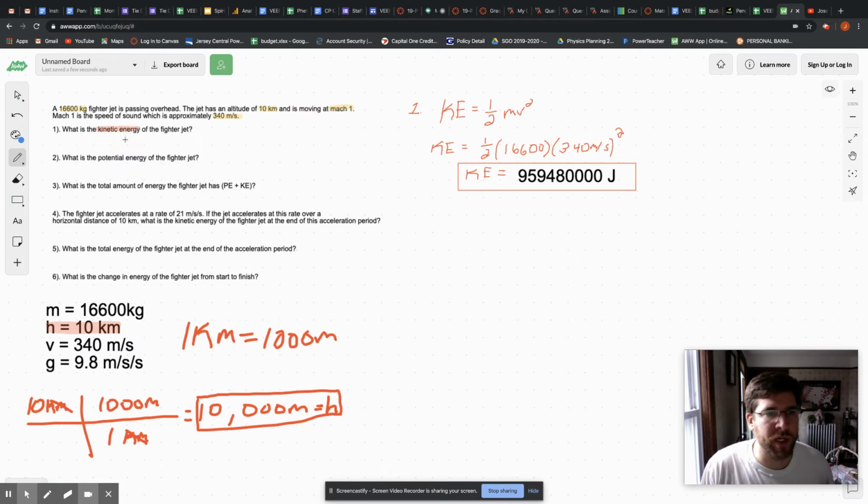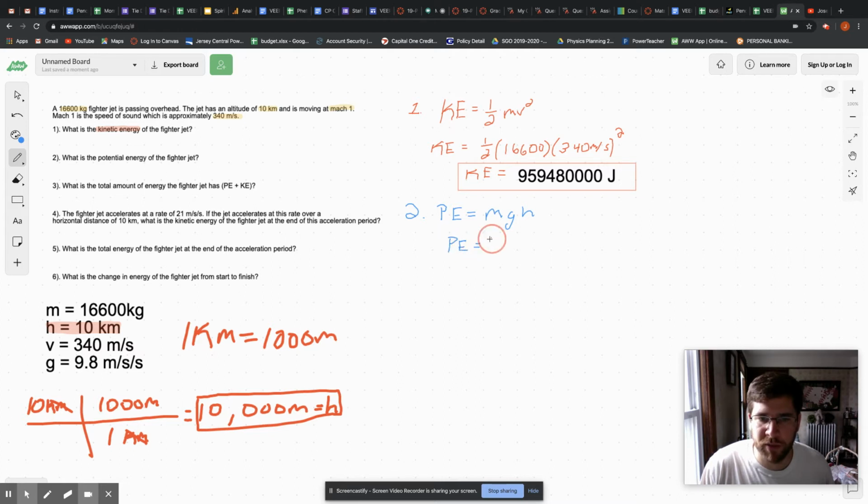So let's move on to the second part. We want to find the potential energy of the fighter jet at that altitude. So what are we going to use? We're going to use our potential energy equation, pretty straightforward. PE equals mgh. Okay? And all I'm going to do is plug into this equation.